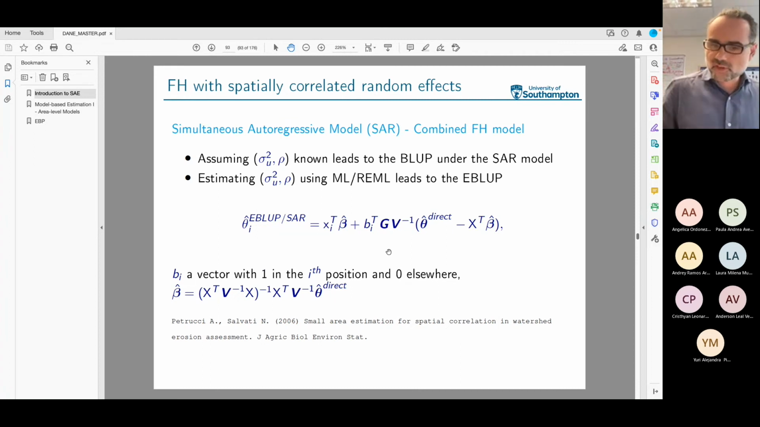And information about this kind of model, for example, can be found in a paper by Alessandra Petrucci and Nicola Salvati in 2006. This is a group in Italy that has done quite a lot of work on spatial correlation type models, especially applied to environmental data sets.